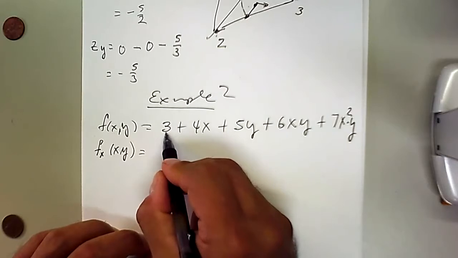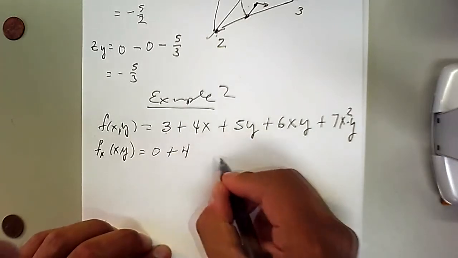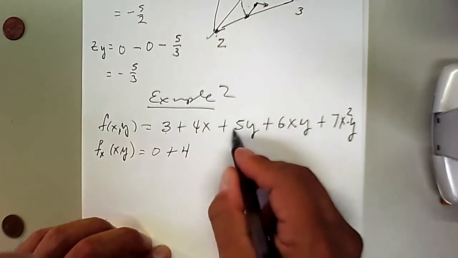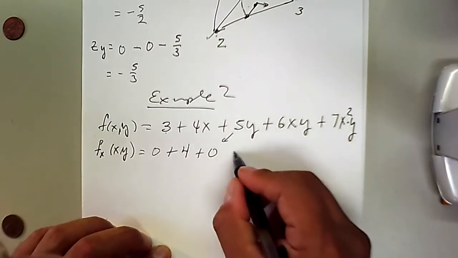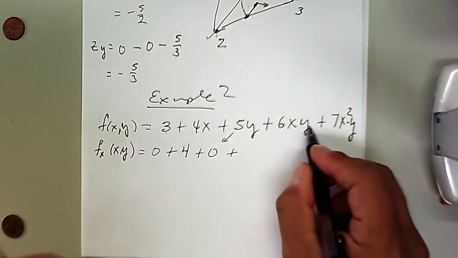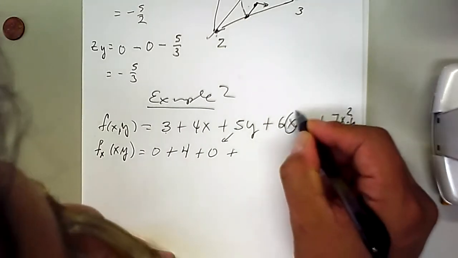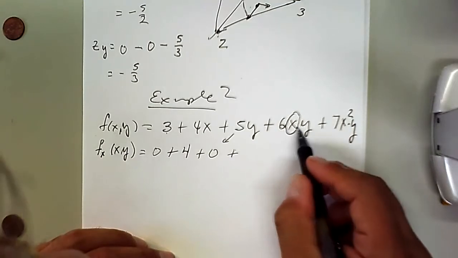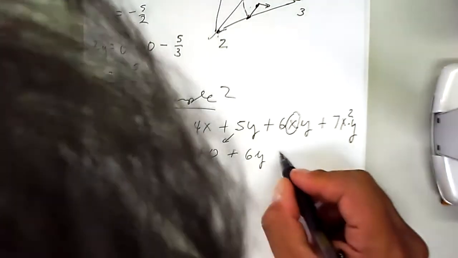So this is constant already, so 0, plus the derivative of 4x is 4. This we assume is a constant, 0. Okay, the x is variable, the y is constant. So this is the only thing we're derivating, x. The derivative of x is 1. So this is really 6y because the other two are constants.